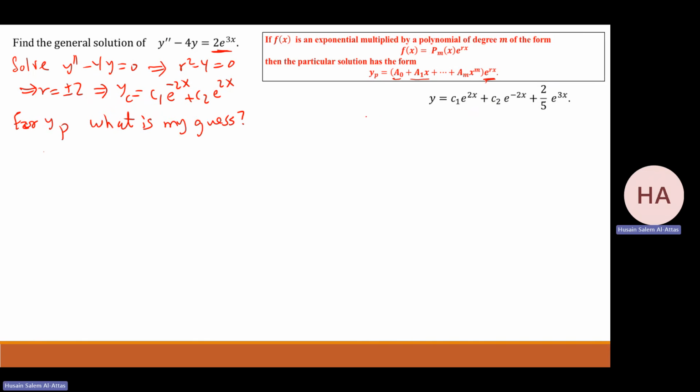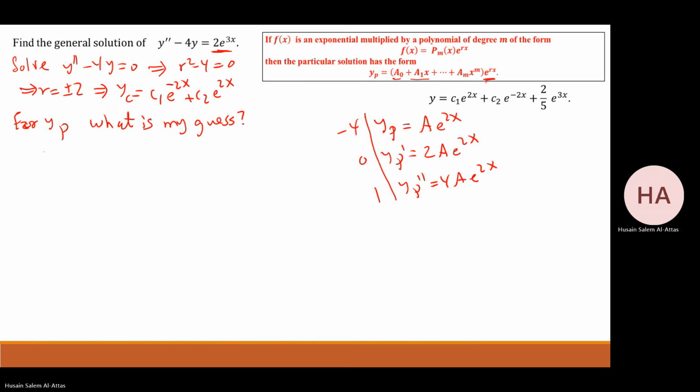For sure, I will write yp equals a e to the 3x. And yp prime will be what? 3a e to the 3x. Yp double prime will be 9a e to the 3x. And this is by 1, this is by 0, this is by minus 4. This is called equation 1. So my guess, yp equals a e to the 3x, substitute in 1 to get what?